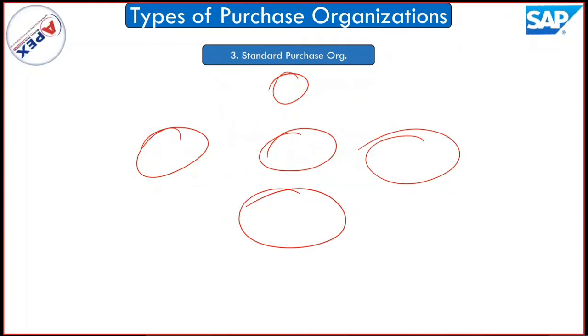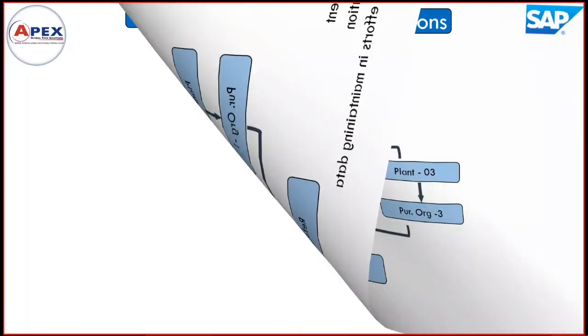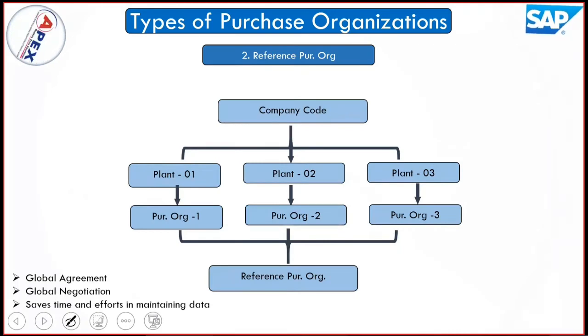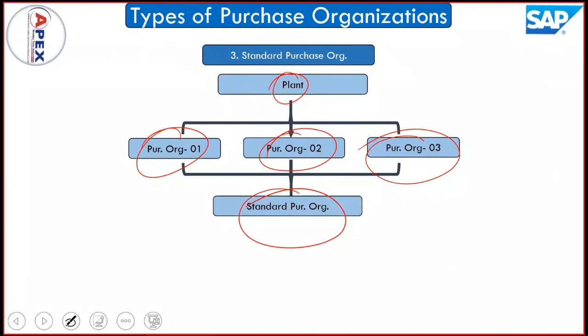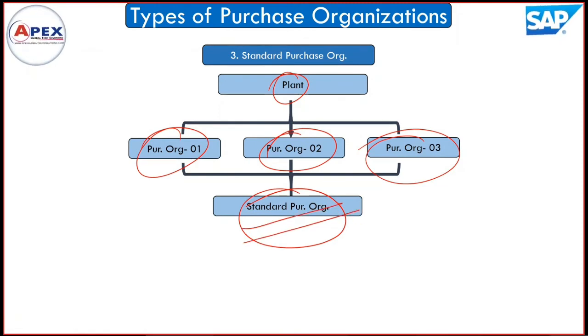That's it. In the previous one, what we saw in reference, for each plant there is a specific purchase organization. So try to understand the difference between this reference and standard. Plant-specific purchase organization, but for all purchase organizations, one reference purchase organization. For this standard, for one plant, we have multiple purchase organizations. For multiple, we have one standard purchase organization. Got it now? What is the difference?